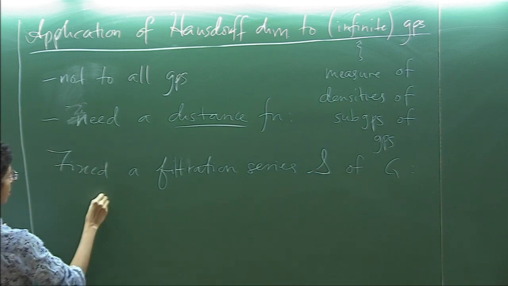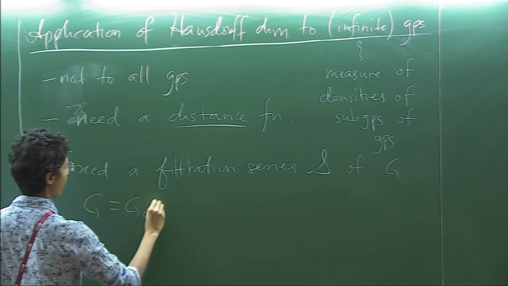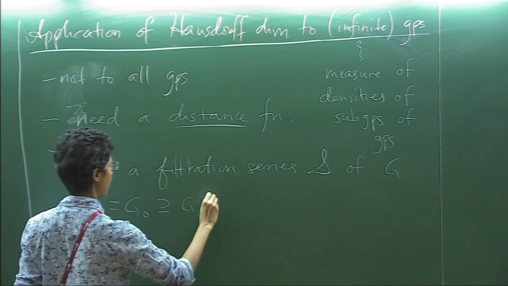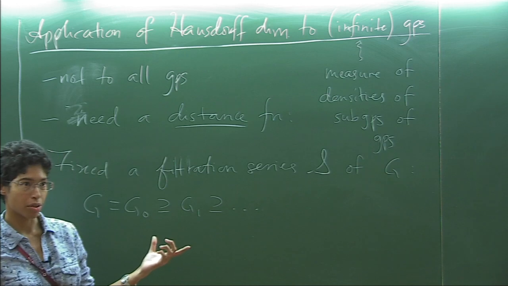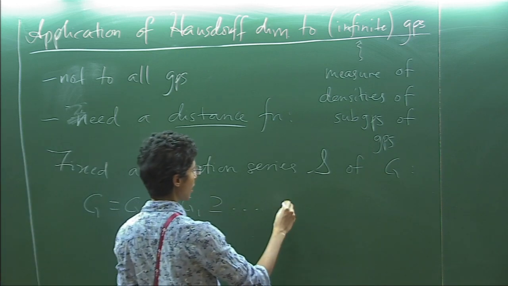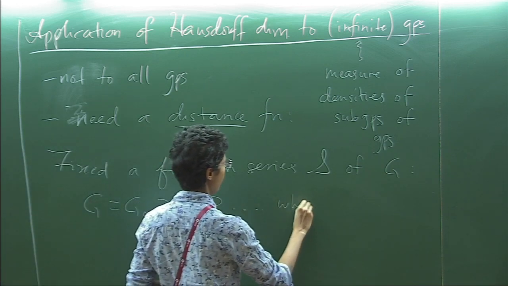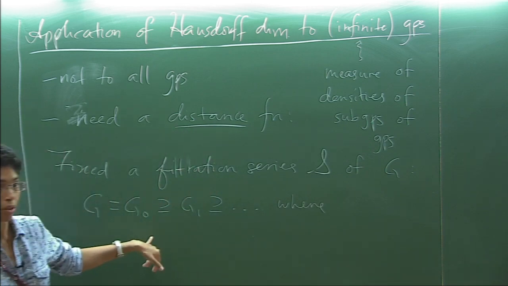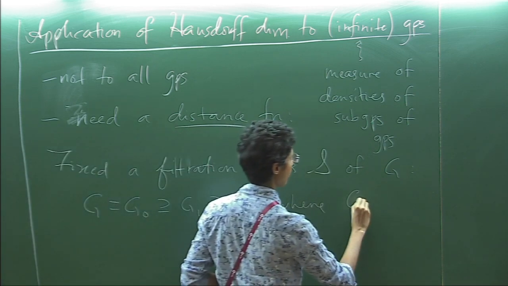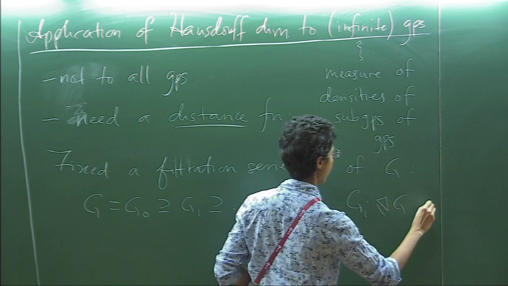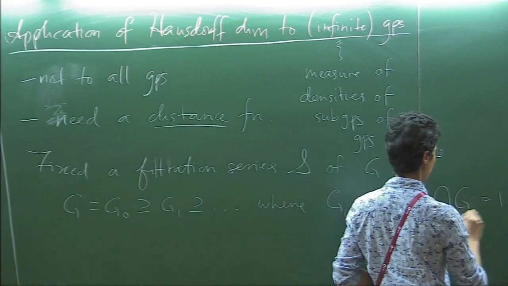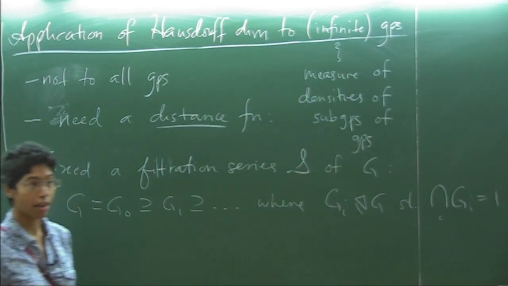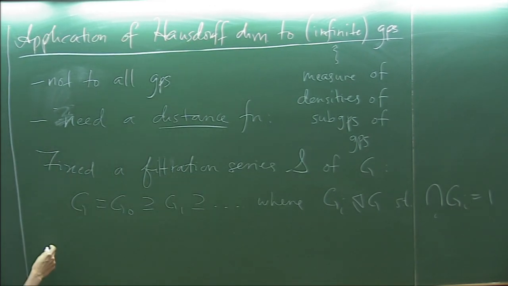Anyway, so what's a filtration series? You start with G, and then you have subgroups that are contained in it forever, and you require two conditions. All these subgroups are normal and open in G, so the G_i are normal and open in G, and you want their intersection to be trivial.